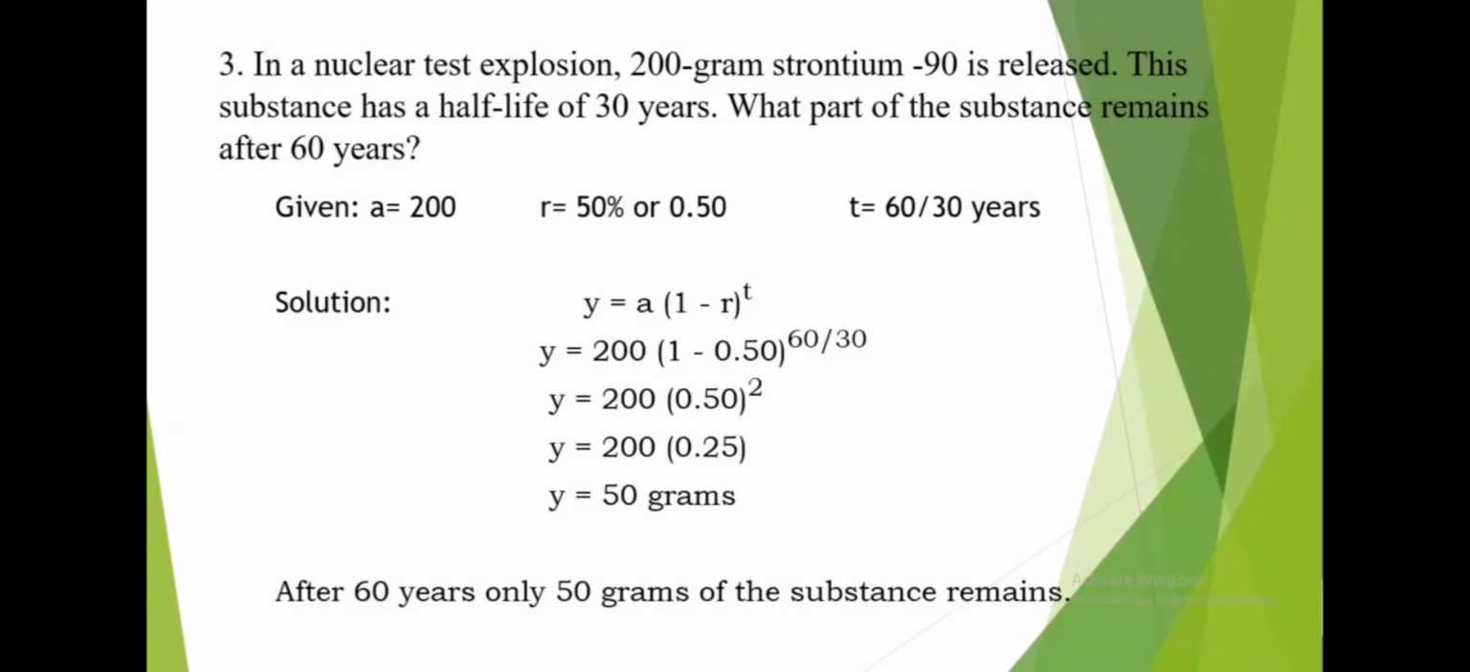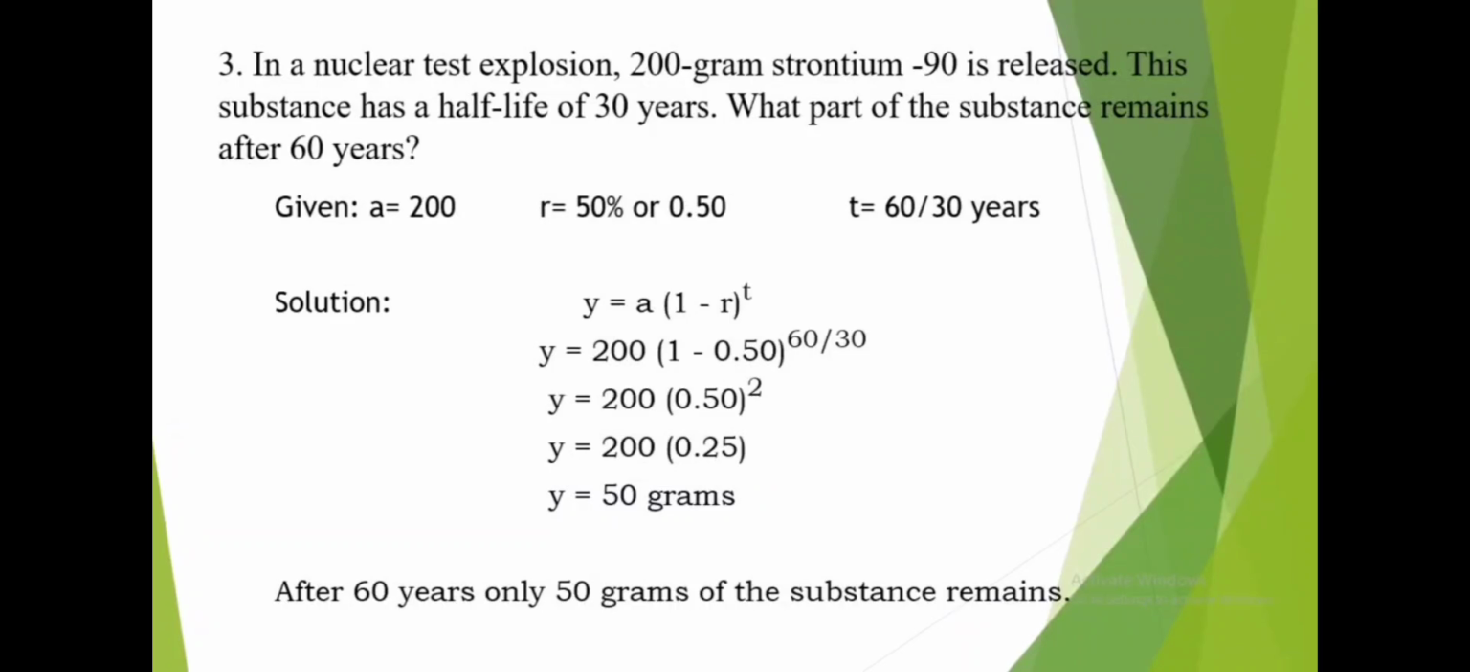What part of the substance remains after 60 years? Let us get all the givens. We have our initial amount is 200 grams. Do not be confused with negative 90 because this is just the name of the substance, strontium negative 90. So our A here is 200 grams. Our rate is 50% because this is half-life. So what is half? That is 50%. That is why we use 0.50 for our rate.